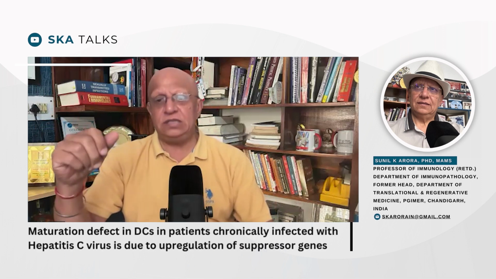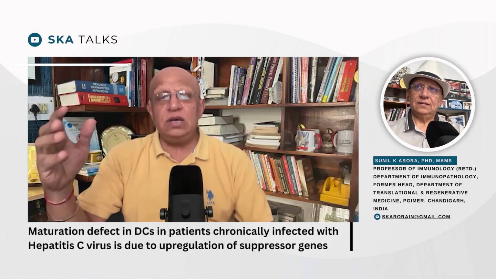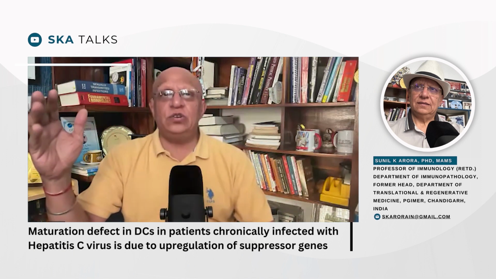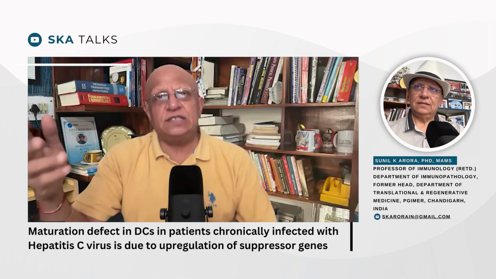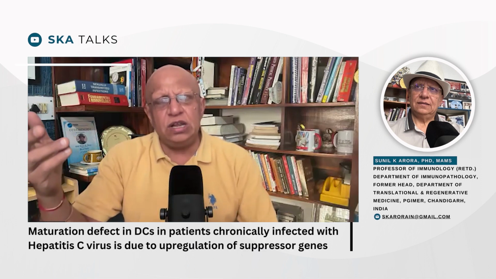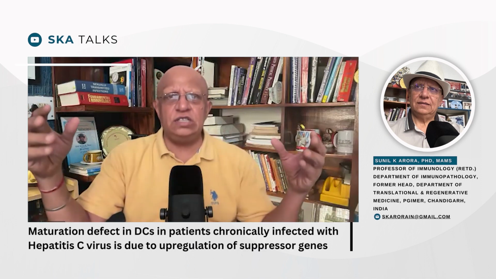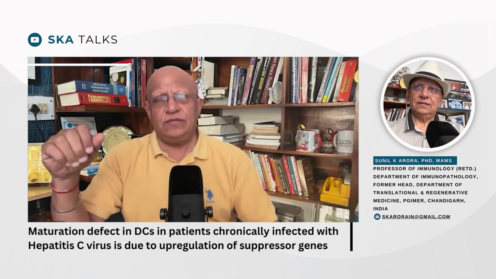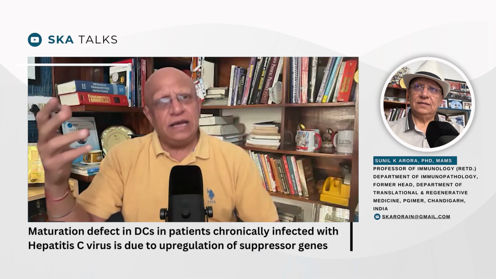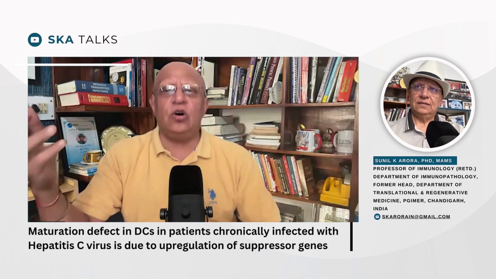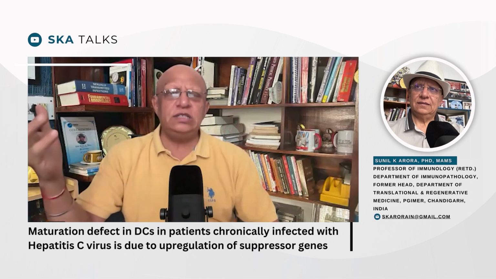had a maturation defect. This maturation defect in myeloid dendritic cells of chronic hepatitis C patients was associated with upregulated expression of many negative genes, which included the suppressor of cytokine signaling gene. It's a family of genes which suppresses the activation of antigen presenting cells, like indoleamine oxygenase or PD1. So all these negative regulatory genes were upregulated.